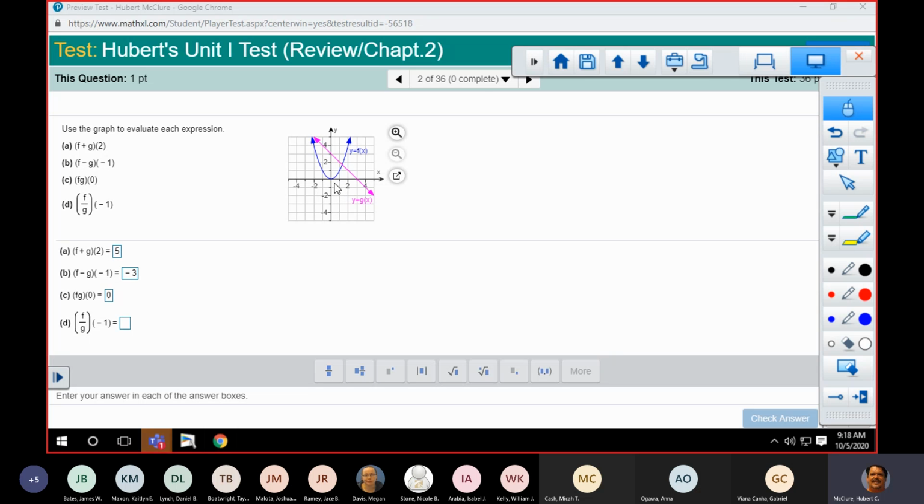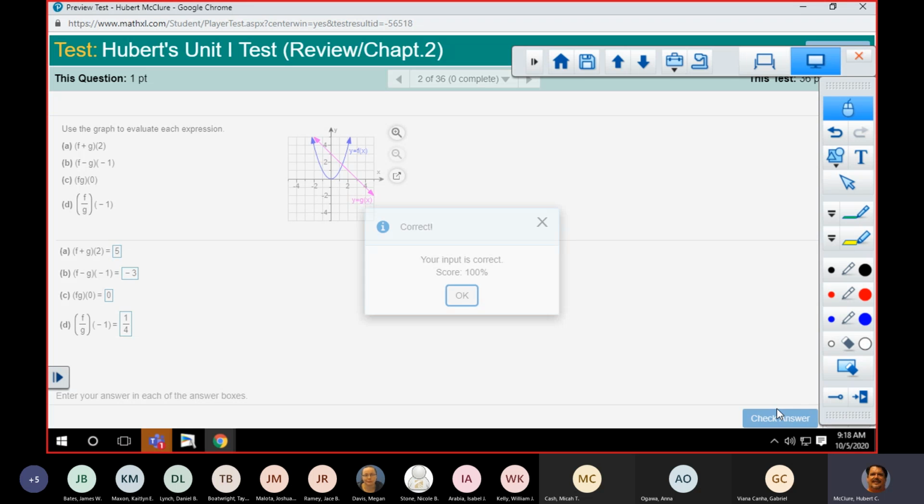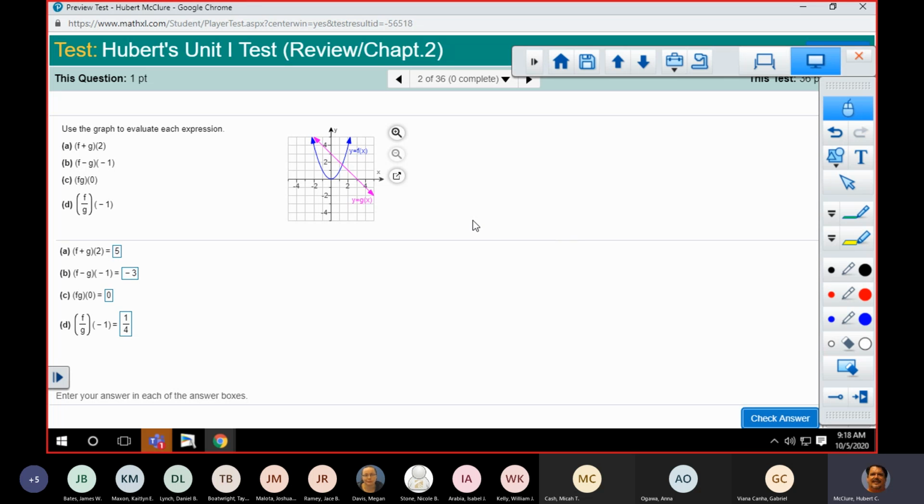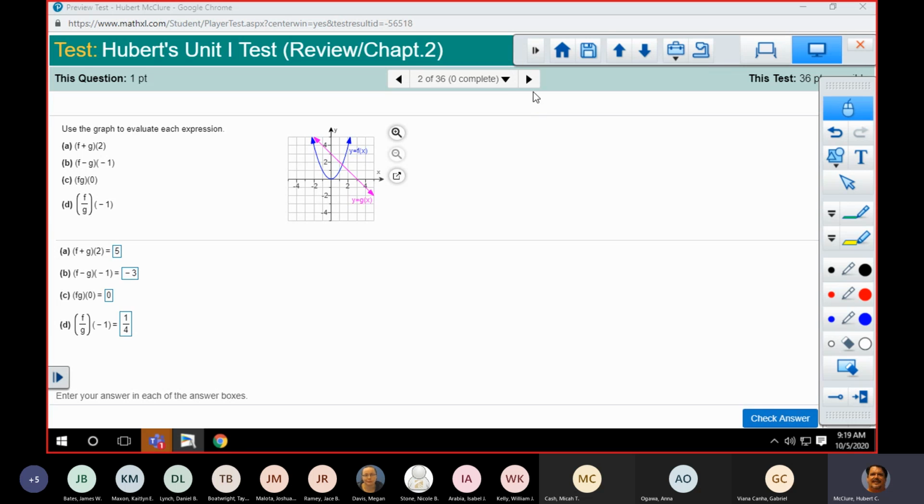F of negative 1 is 1. G of negative 1 is 4. What's 1 divided by 4? 1/4. Now that one's pretty simple. I'm going to get you to write that one down just in case you haven't seen it before. You should have seen it in homework. Okay? Y'all speak up or forever hold your peace.